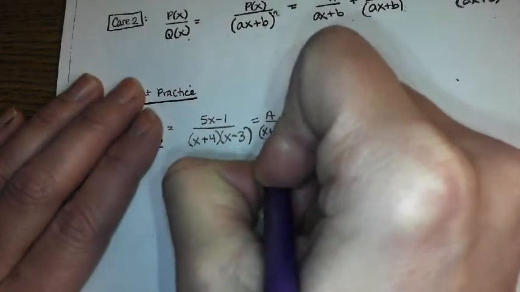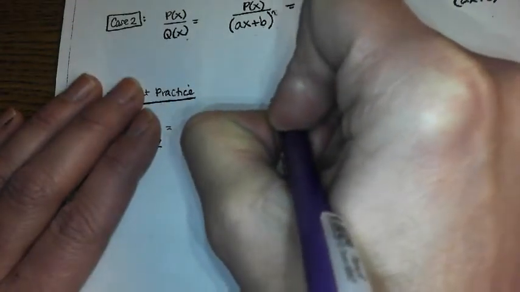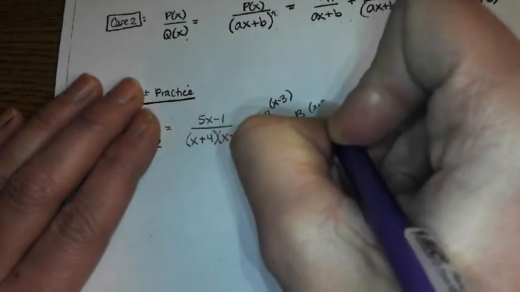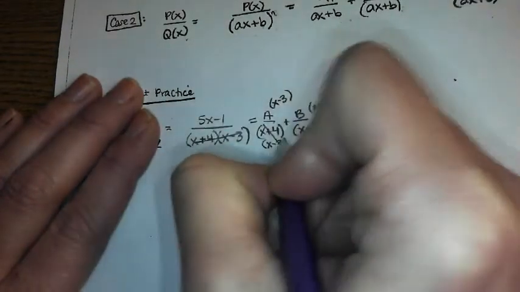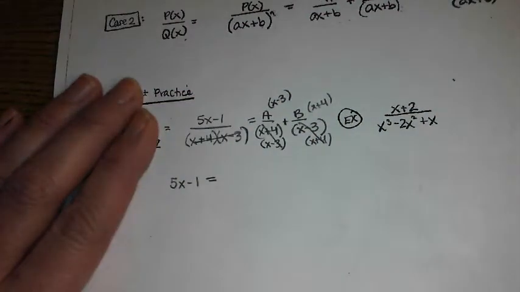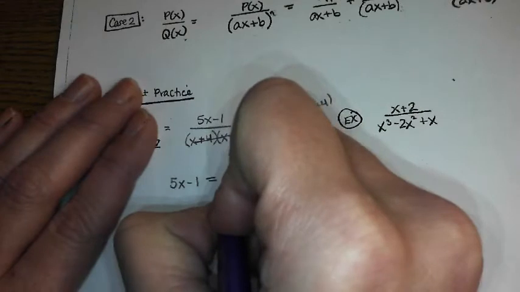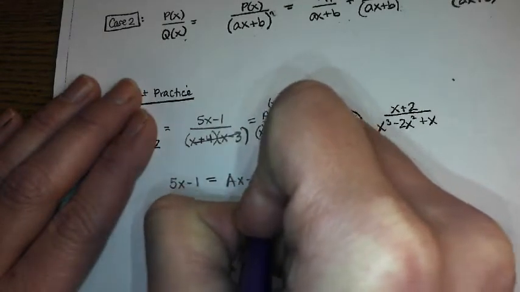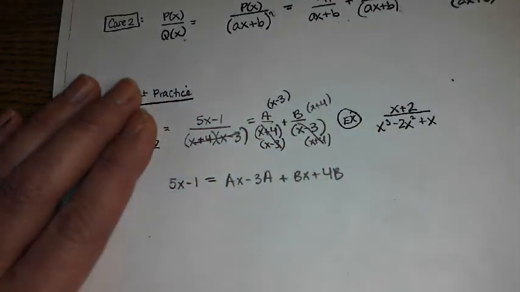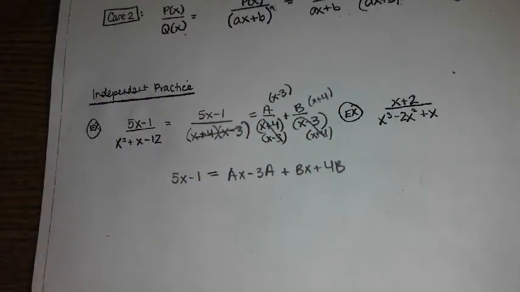This one needs an x minus 3. This one needs an x minus 3. This needs an x plus 4 over x plus 4. So then we can drop, drop, drop. 5x minus 1 equals ax minus 3a plus bx plus 4b. Take a minute to rearrange and come up with your system.